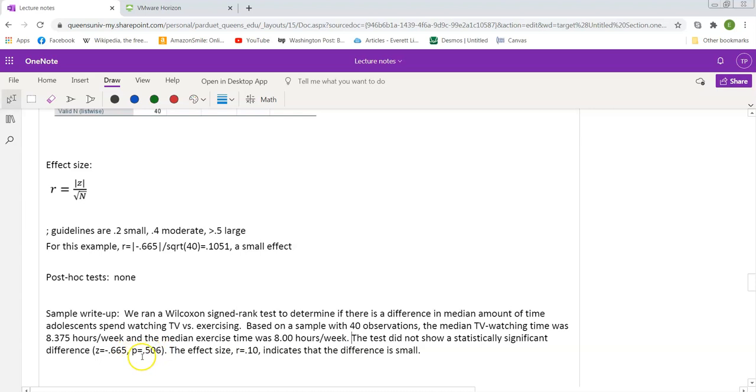So, all right, that's really all there is to the Wilcoxon signed rank test. Stay tuned, and we will talk next about the Mann-Whitney U test.